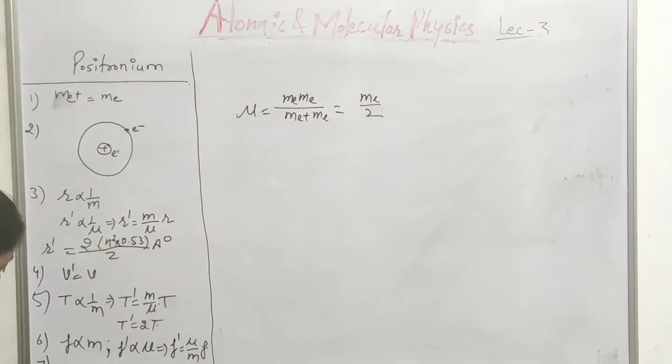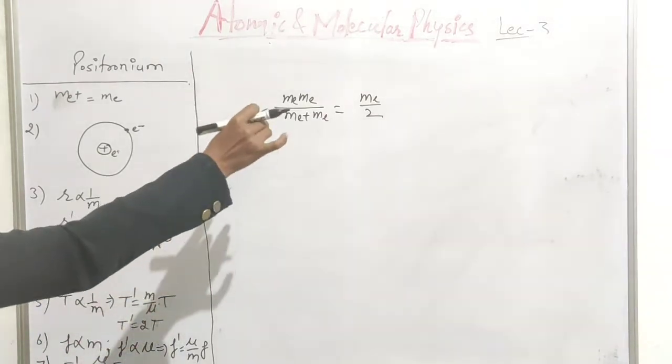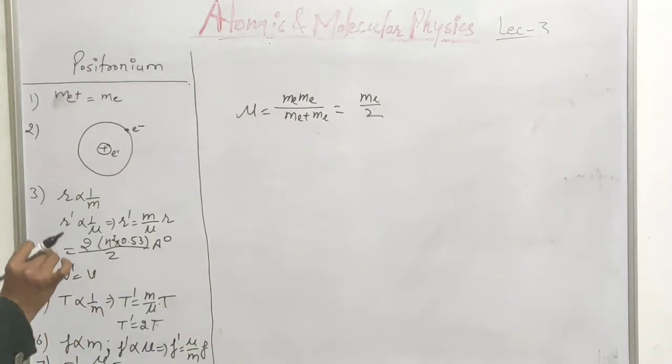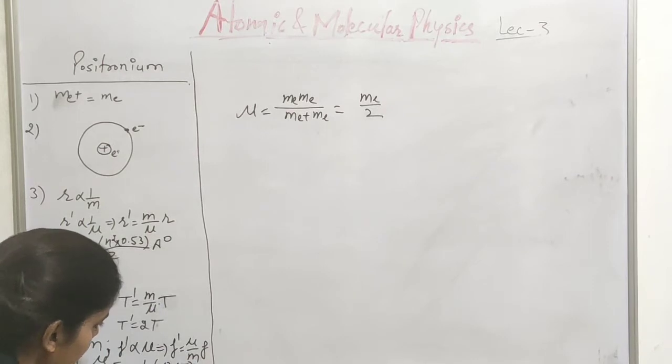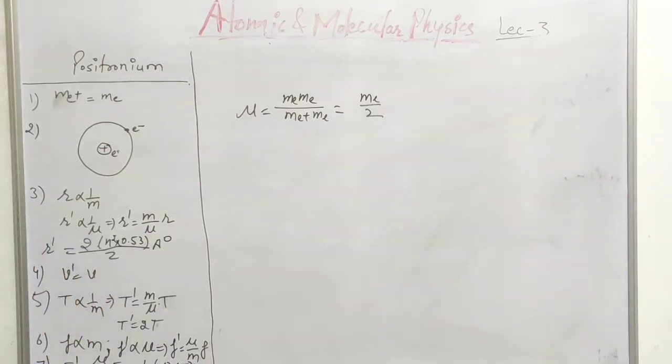Next is energy. Energy, you know, is directly related with the mass. So the new energy will be mu over m into the original energy. Mu over m means me by 2 divided by me. So this will come out to be half of minus 13.6 Z square over n square electron volt. So these are the data for positronium, very helpful data.